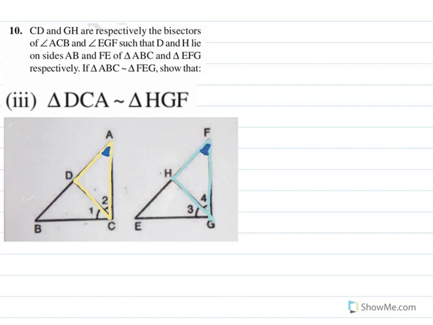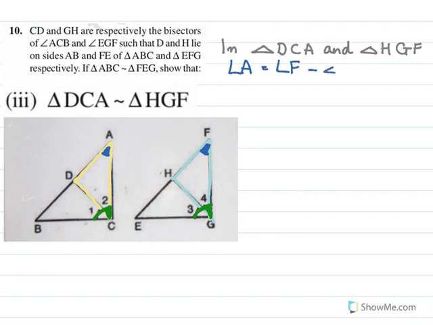So A was equal to F. Then we said the entire C is equal to entire G, which means half of it also will be equal. Two angles are equal, therefore the third angle also will be equal. So in these two triangles, first I'll say angle A equal to angle F. Reason: triangle ABC is similar to triangle FEG. So these are the corresponding angles of similar triangles.